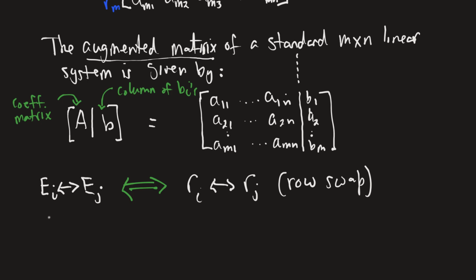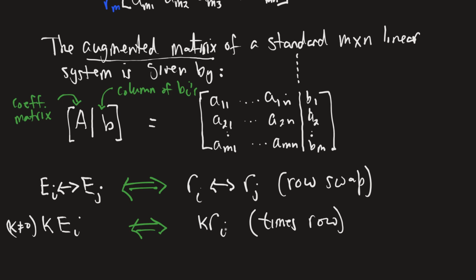So remember the second one is where we took a non-zero constant, so okay, it can't be 0, and we simply multiplied one of our equations, right? Well, that gets transformed into simply, again, taking a non-zero constant, k, and multiplying now row I. So this would be, I'll just call this k times row I, right? You're multiplying a row by a constant, a non-zero constant.